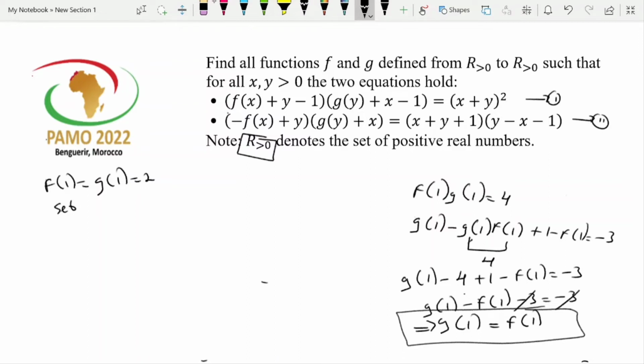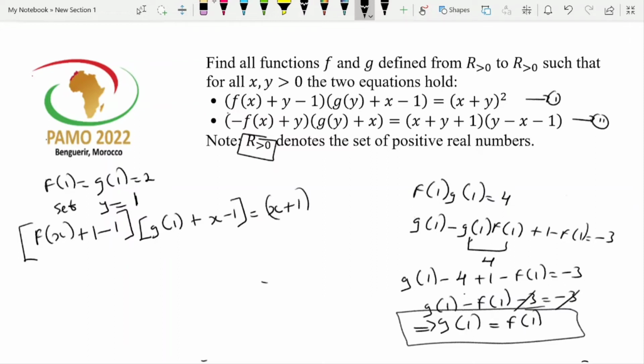Okay, this time let's leave one variable free. Let's set y equals 1 and leave x free. Guys, when we leave x free, x can be anything. So this is f of x plus 1 minus 1 into g of 1 plus x minus 1 equals x plus 1 all squared.